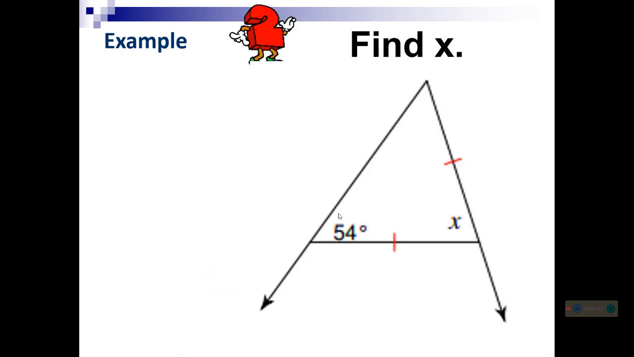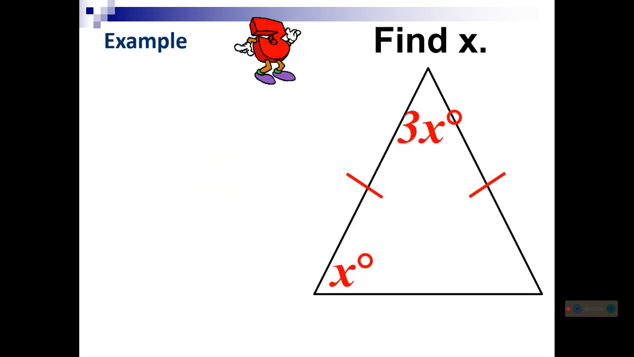For our second example, what is the value of x here? That's correct. Since we are given 54 degrees on our base angle, the other base angle is also 54 degrees. Then 180 minus 54 plus 54 is equal to 72. Next, let's have number 3.